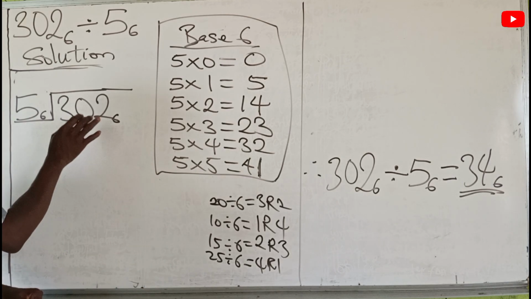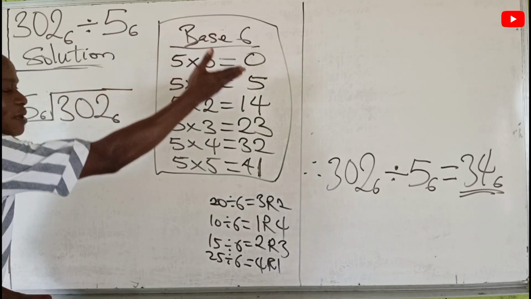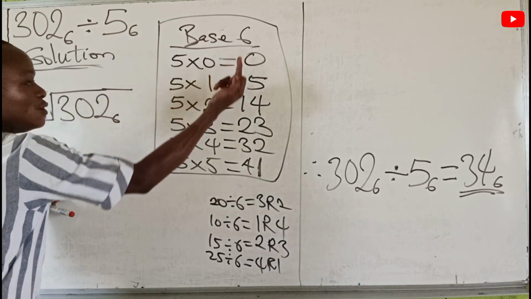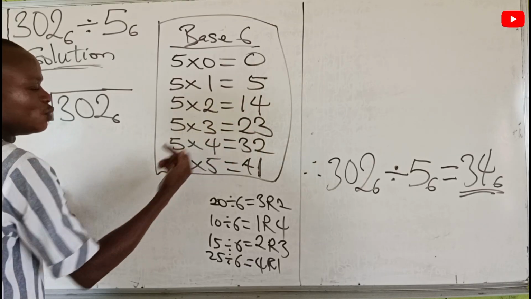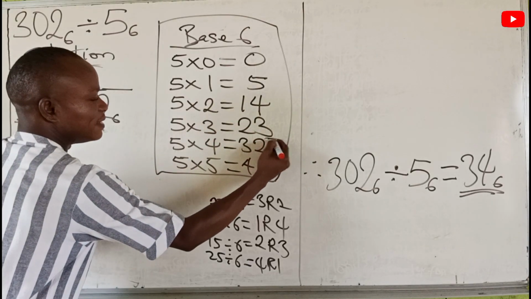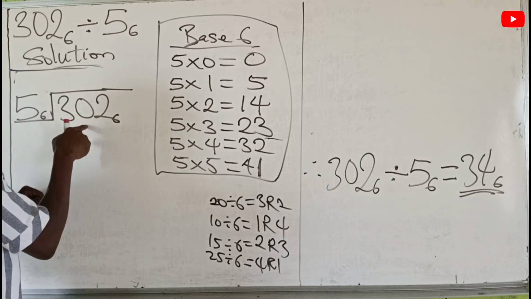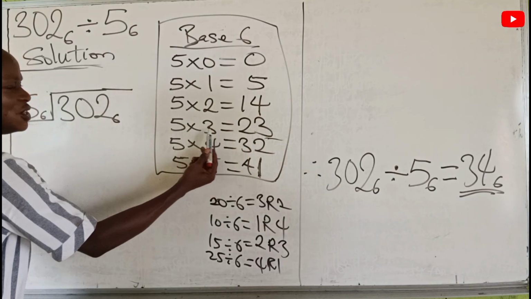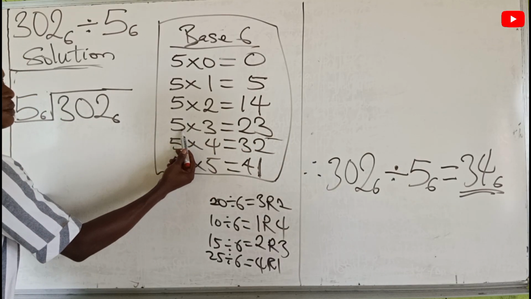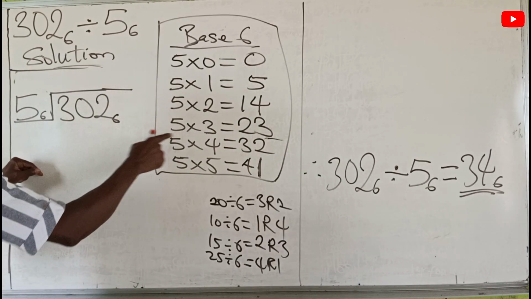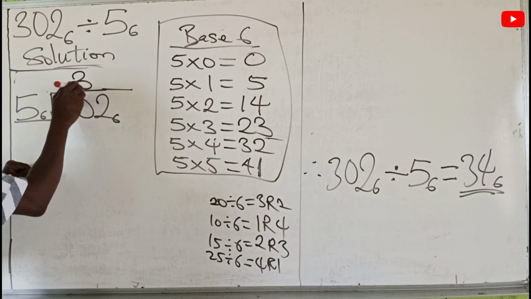But in base 6, for us to know what we have, let's come back here. Look at the numbers that are less than 30 there: 0, 5, 14, and 23. So we end here. Every other number is greater than 30. That means 5 divide 30 will give us 3, because it's 3 that multiplies 5 to give us 23. So in base 6, 5 divide 30 is 3. So we write down 3 here.